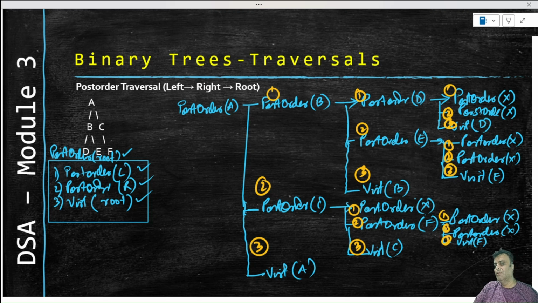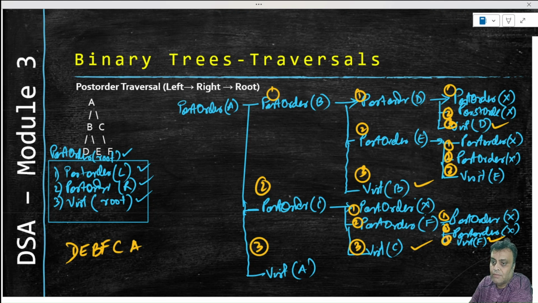And then what we have also done is that we now need to print all the visits, which is D, E, B, F, C and A. And if you notice, the last element is the root. So from the pre-order, the first element is the root. From the post-order, the last element is the root.